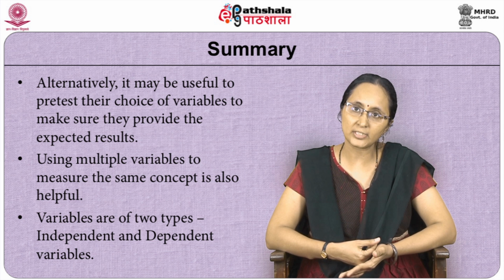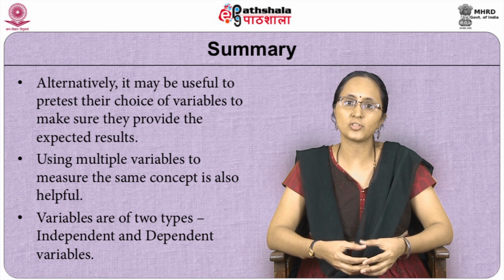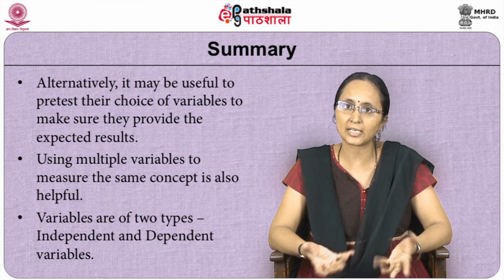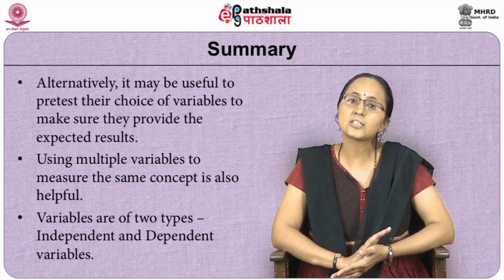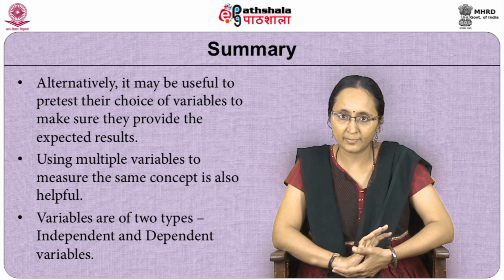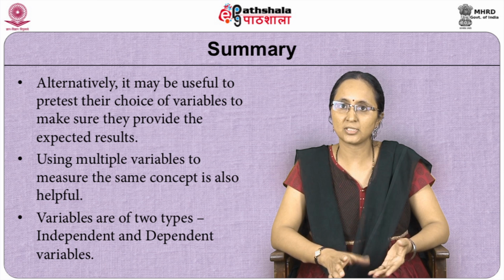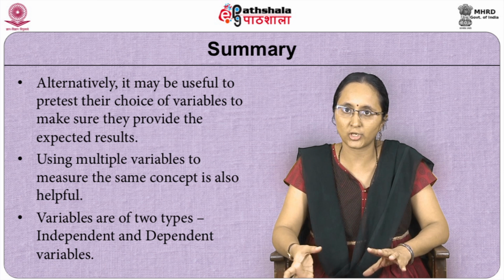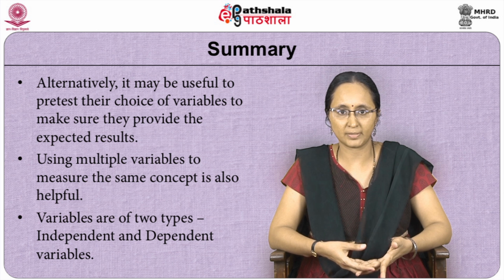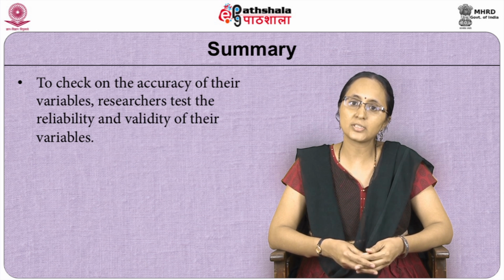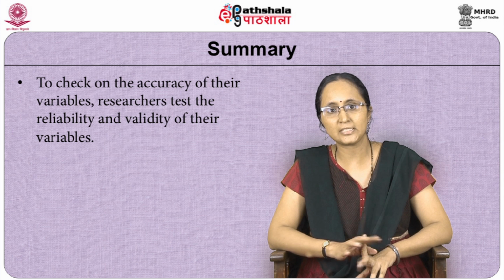When this is not possible, researchers need to pre-test their choice of variables to make sure that the results that you want are being brought out by these variables. It is also advisable to use multiple variables to measure the same concept. Like we mentioned earlier, use different aspects to measure socioeconomic status. Variables are basically of two types, independent and dependent variables. To check accuracy of variables, researchers look at reliability and validity of variables. Scales of measurement of variables include nominal scale, ordinal scale, interval scale and ratio scale.